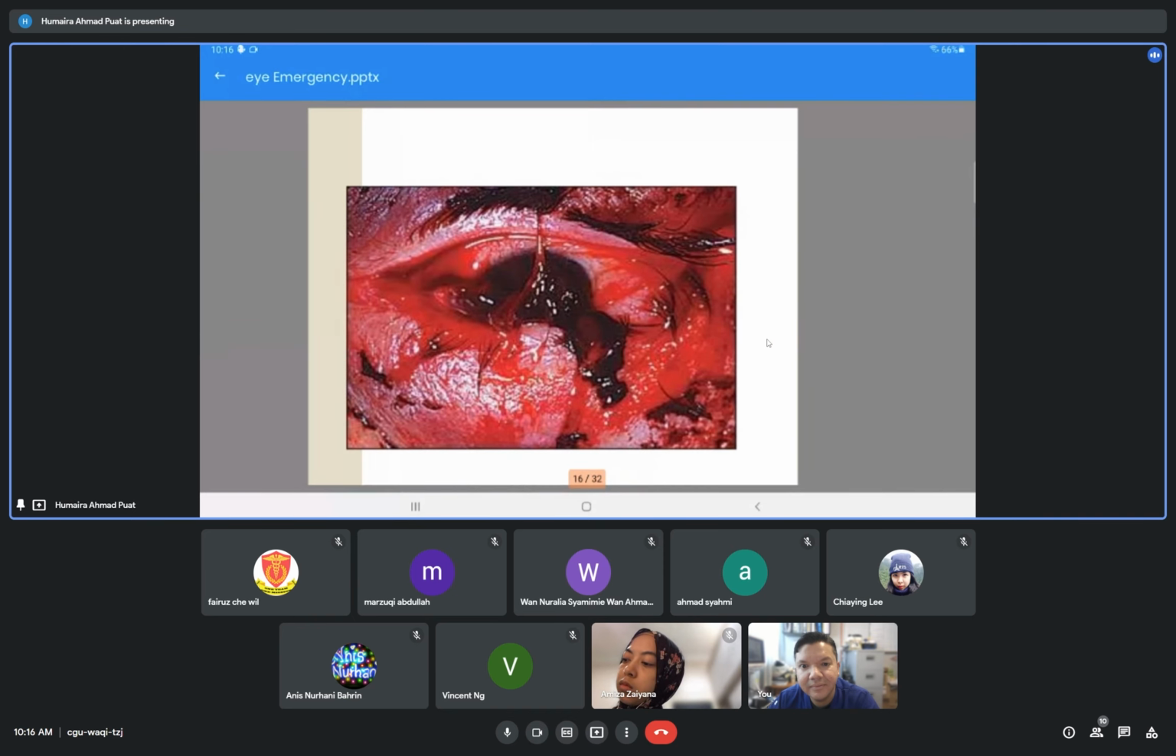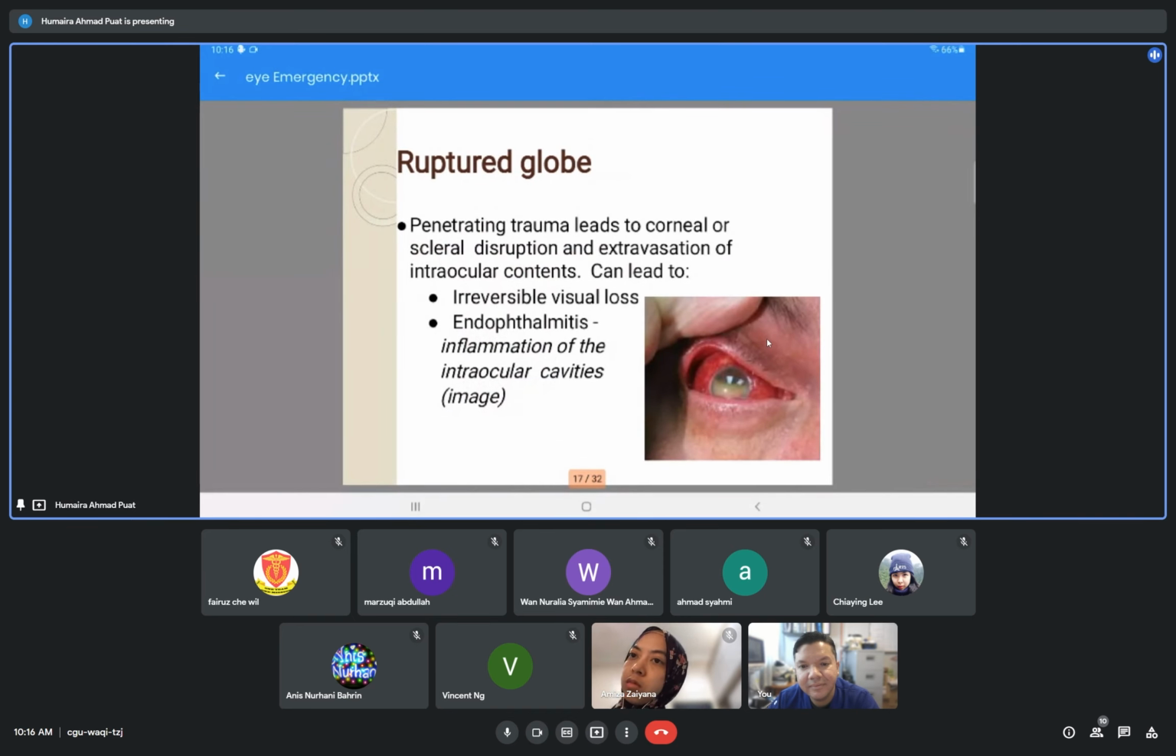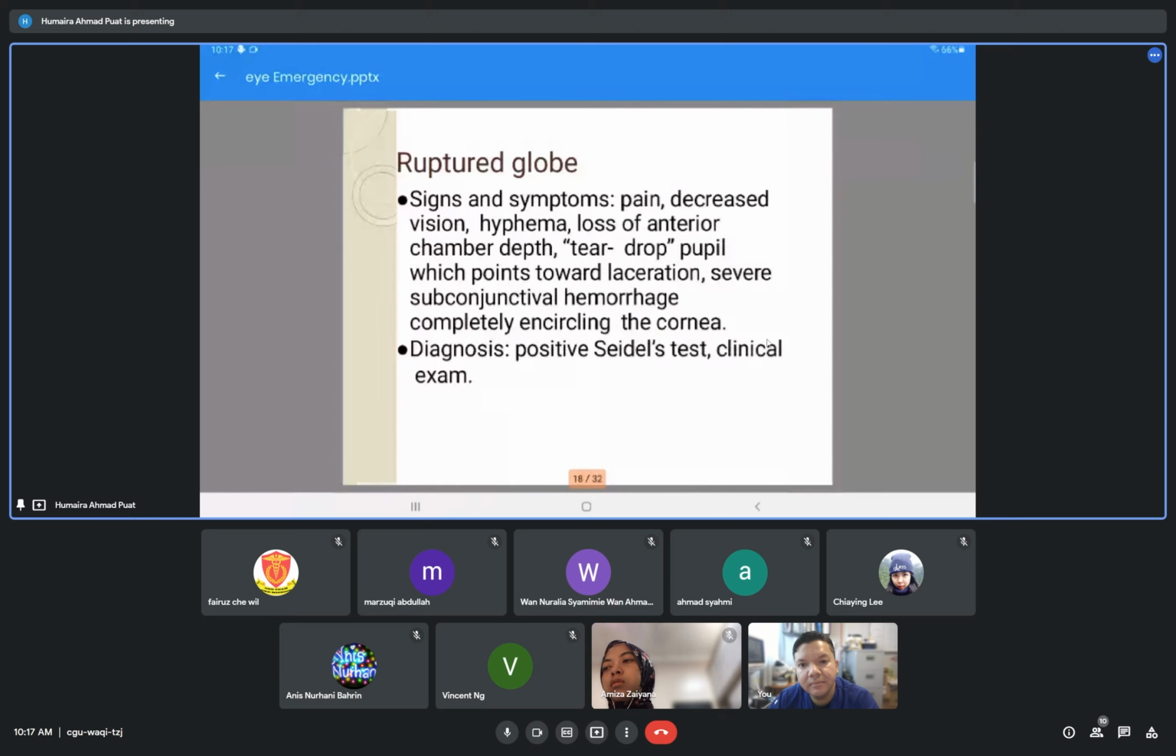Okay, this is the picture. Okay, ruptured globe. Ruptured globe usually caused by the penetrating trauma leading to the corneal or scleral disruption and extravasation of the intraocular content. It can lead to the irreversible visual loss or endophthalmitis, which is inflammation of the intraocular cavities, like in the picture. Okay, sign and the symptom, usually patient will complain of pain, decreased vision, hyphema, loss of the anterior chamber, teardrop pupil, which point toward the laceration.